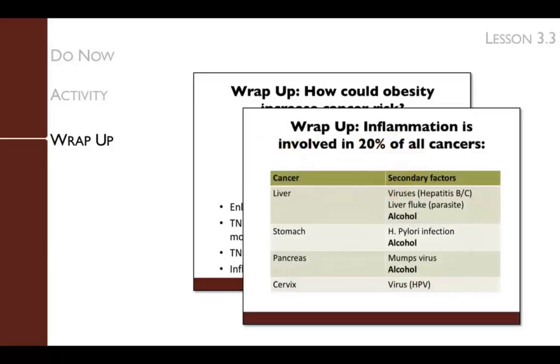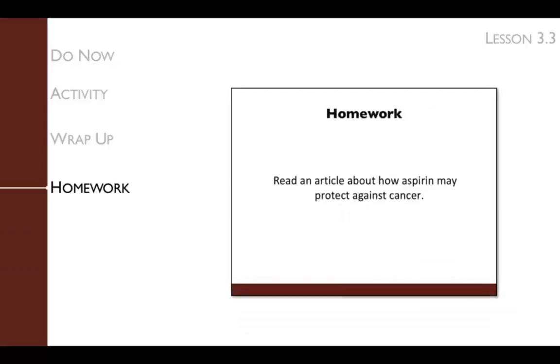The discussion concludes with a list of cancers that are linked to inflammation and the secondary factors that can induce chronic inflammation. Note that alcohol is an important secondary factor in a number of different tissues. For homework, have students read an article about how aspirin may protect against cancer.